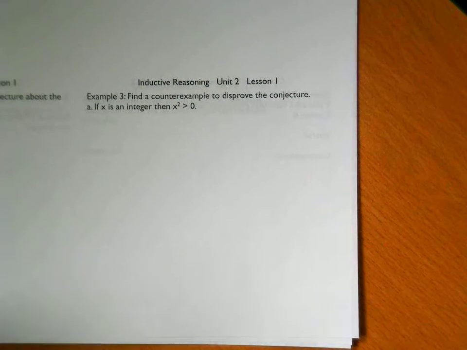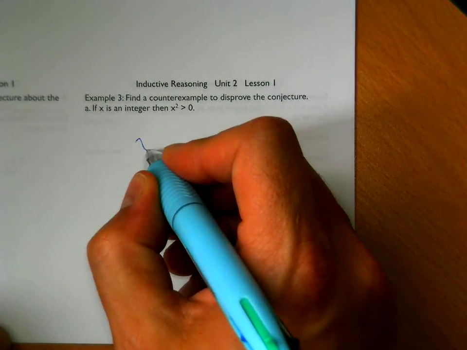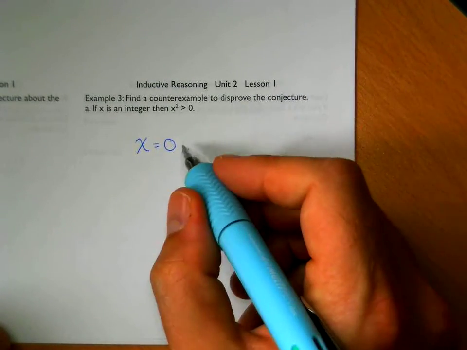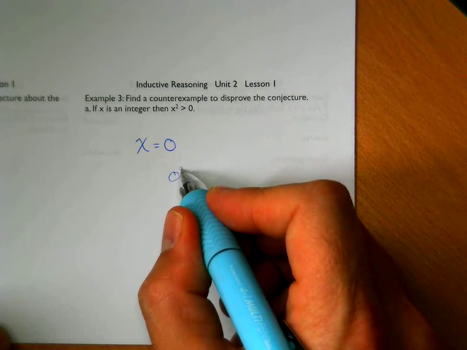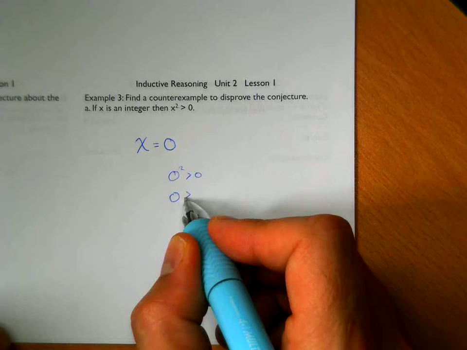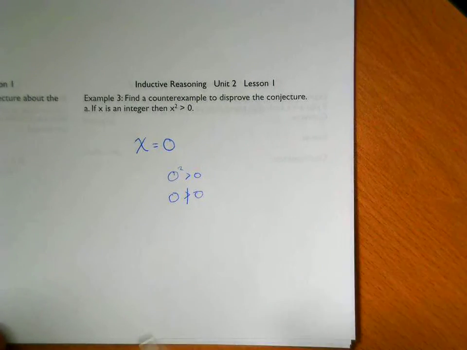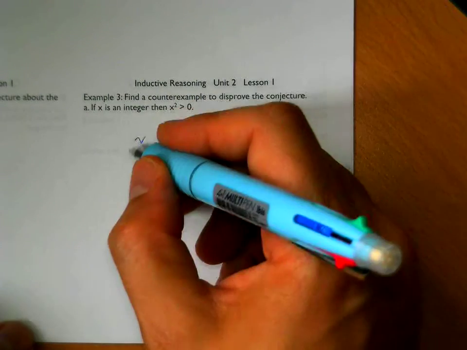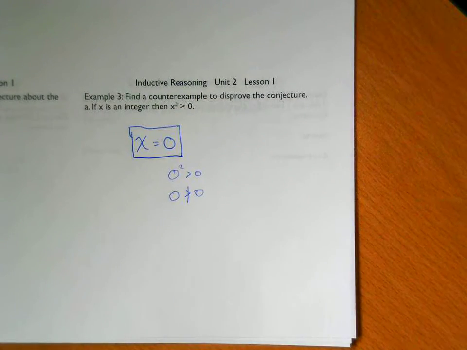So positive and negative numbers aren't coming up with anything. You might think decimals or fractions, but that would kind of yield you the same result. What about if x equals 0? Well, if x equals 0, I have 0 squared. 0 squared is 0. 0 is not greater than 0, it's equal to 0. And so this is a false statement. So my counterexample is x equals 0.